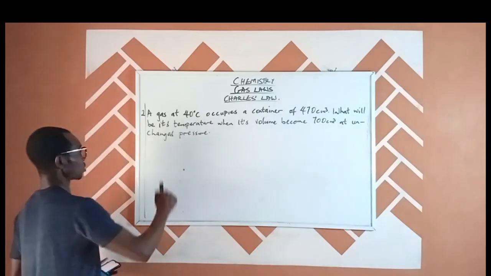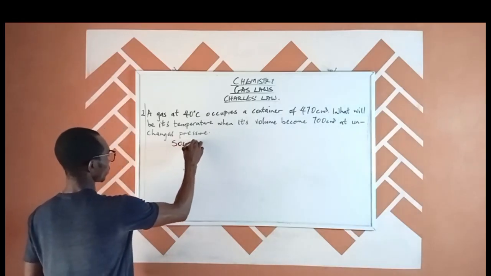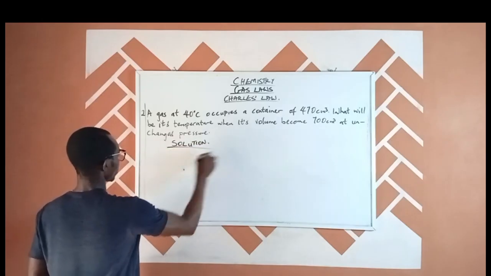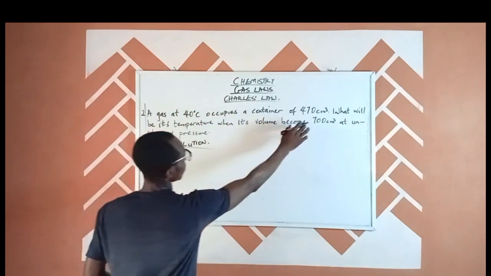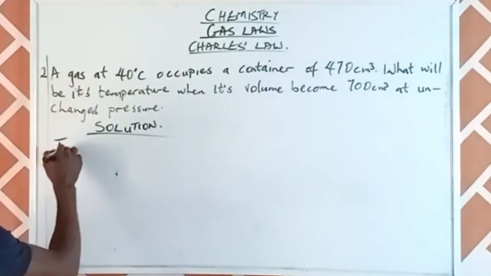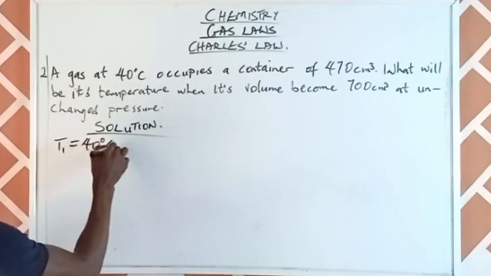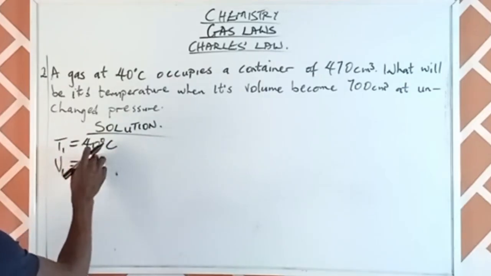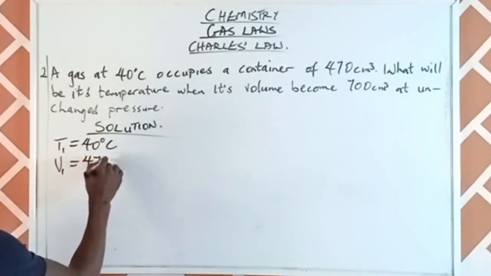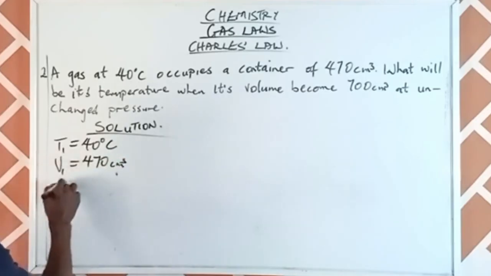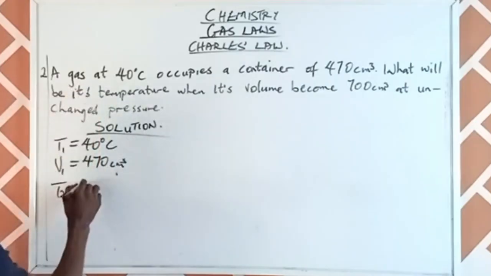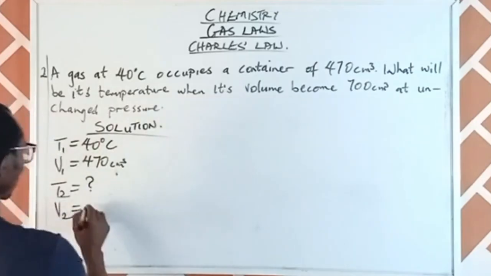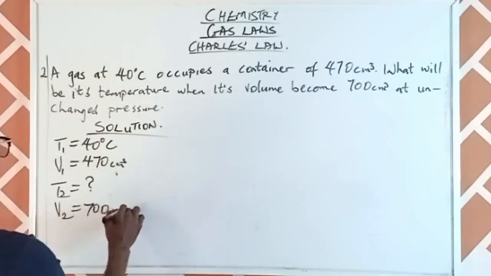So first and foremost, you need to write down the parameters for you to be able to solve it. So from the question now, a gas at this temperature occupies a container of this. So we have our T1 to be 40 degrees Celsius, and our V1 at this particular temperature is 470 centimeter cube. So we are told to calculate the T2 now. What will be its temperature? So T2 is unknown. Our V2 is 700 centimeter cube.